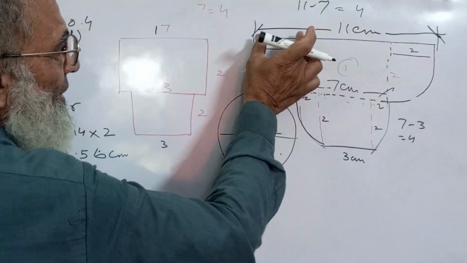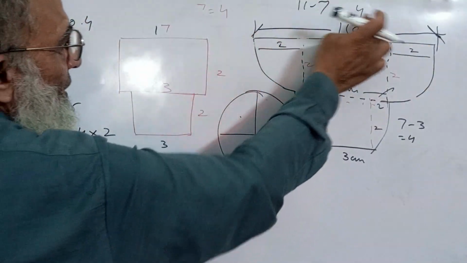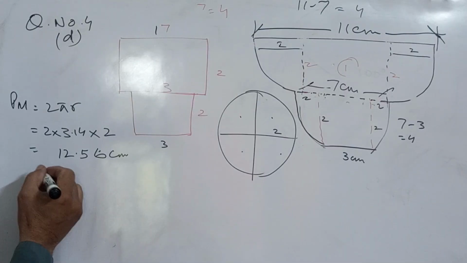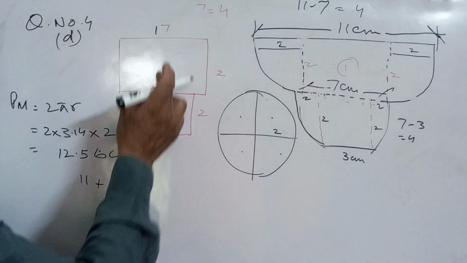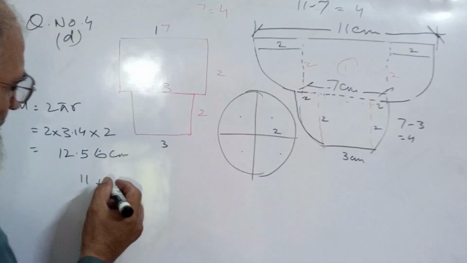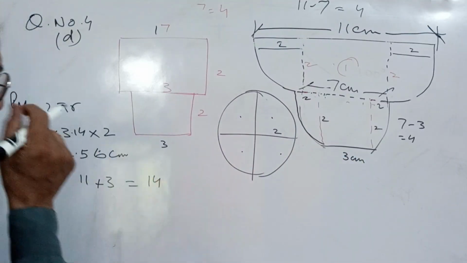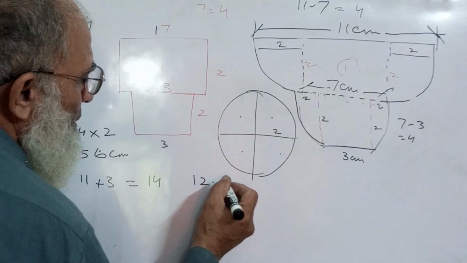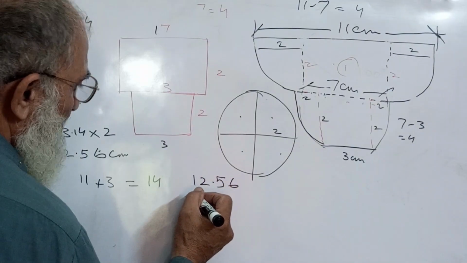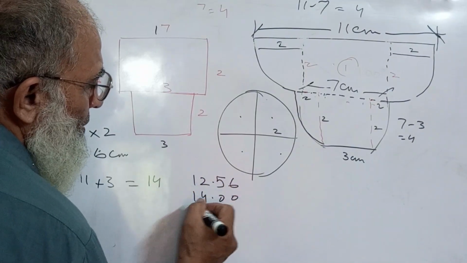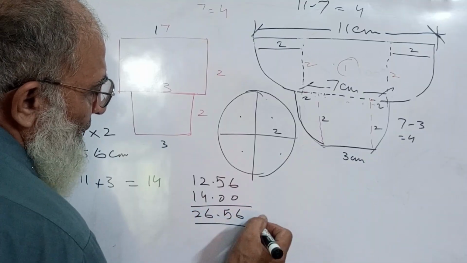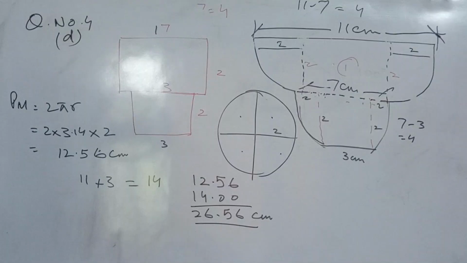It is 7 plus 2 plus 2, 11, which is also given. So it is 11. So 11 plus 3 is equal to 14. So add this 14 to 12.56. Now it comes as 26.56 centimeter. 26.56 centimeter is the perimeter.